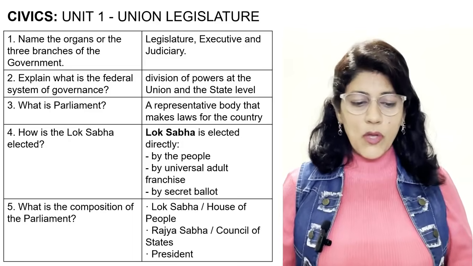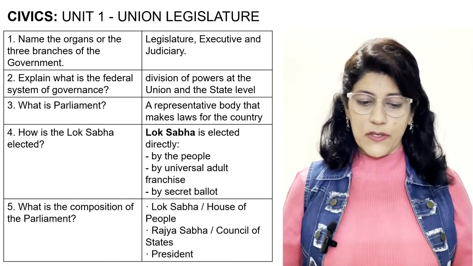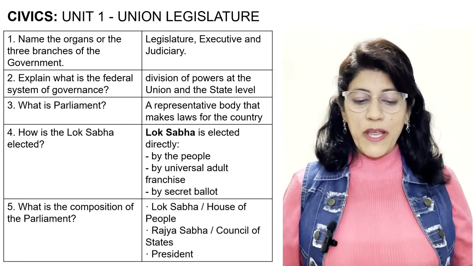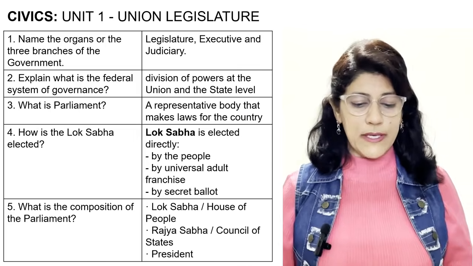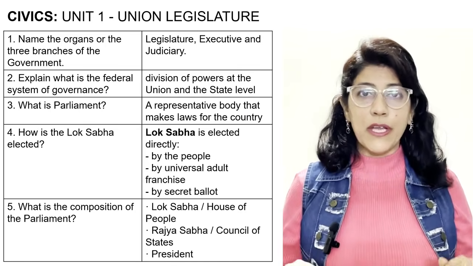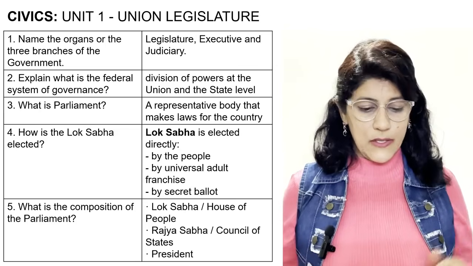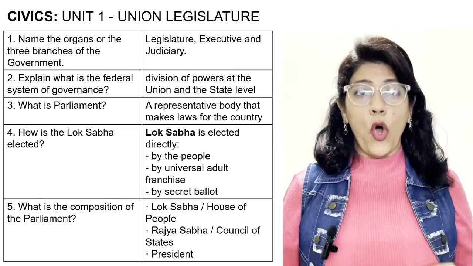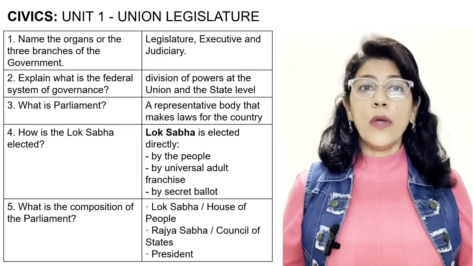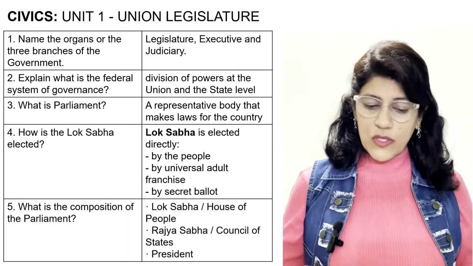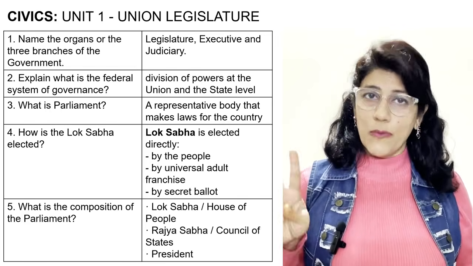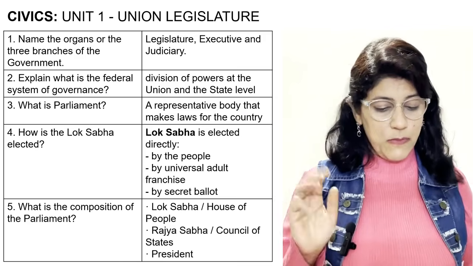First question. Name the organs of the three branches of the government: Legislature, Executive, and Judiciary. Next is explain what is the federal system of governance. Division of power at the union and the state level, two-tier system. What is Parliament? A representative body that makes laws for the country. How is the Lok Sabha elected? Lok Sabha is elected directly by the people, by universal adult franchise, by secret ballot.